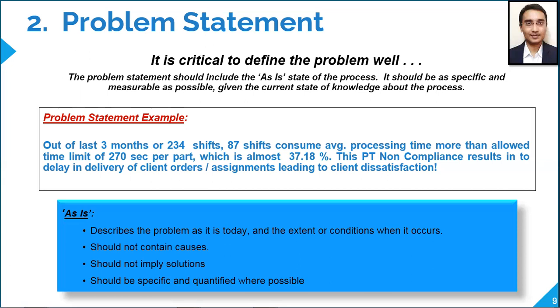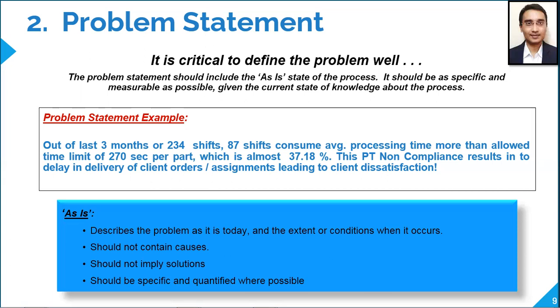So let's take an example of problem statement. You could see it over here. In case of process time non-compliance reduction, out of the last 3 months or 234 shifts in the last 3 months, 87 shifts consume average processing time more than the allowed time limit of 270 seconds per part, which is almost 37.18%, meaning 37.18% of the time we were not meeting the target. This is the quantification of the problem, the elaboration of the problem in mathematical terms, in numbers, that really helps us understand the problem. And that's what problem statement does.